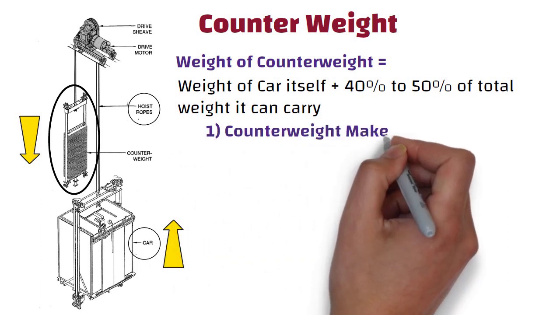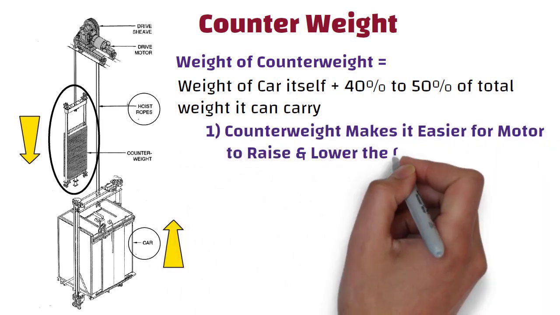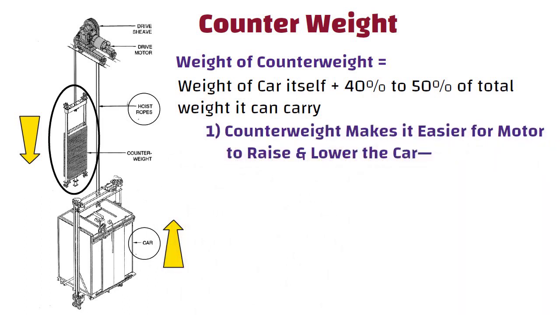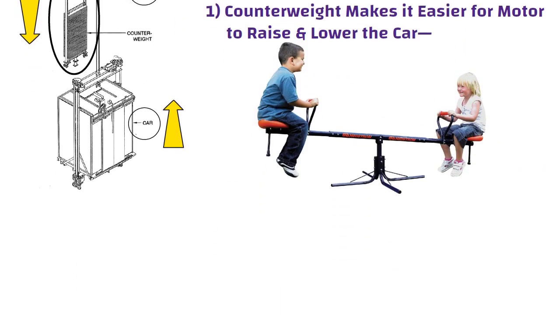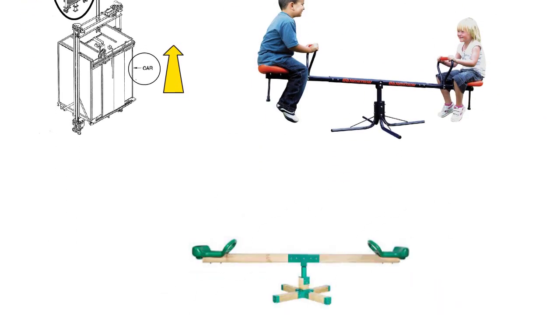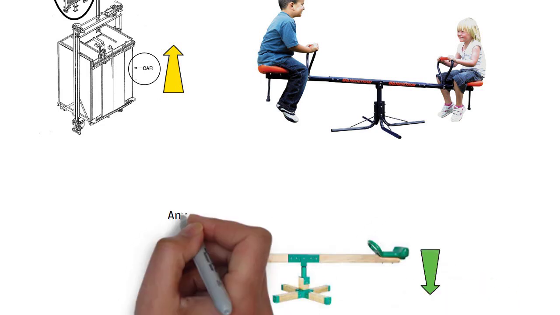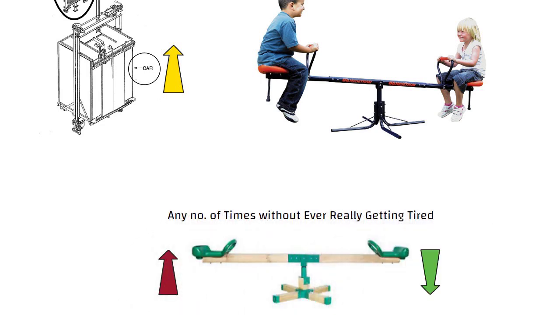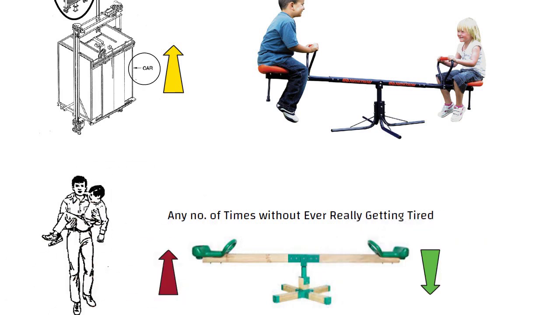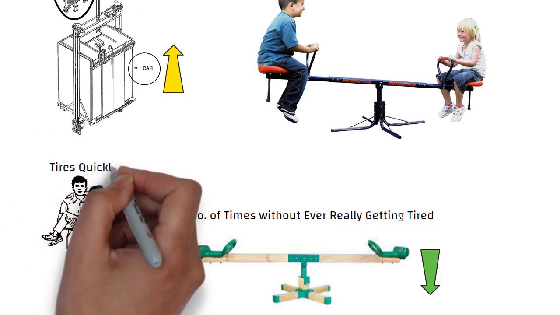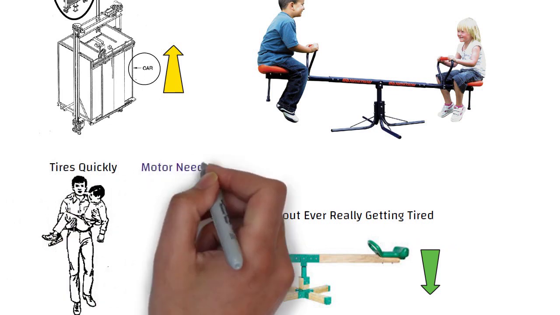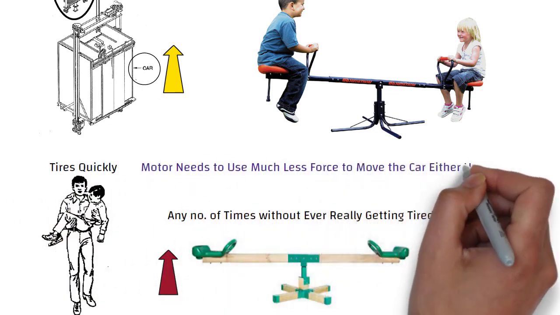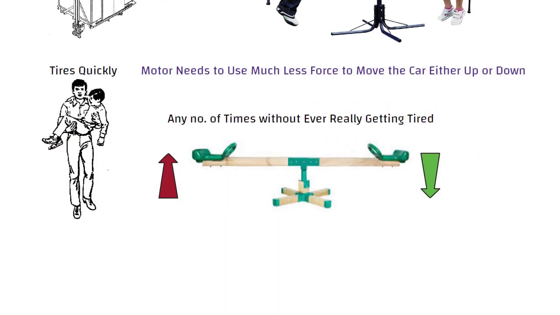One, the counterweight makes it easier for the motor to raise and lower the car. Just as sitting on a seesaw, assuming the seesaw is properly balanced, you can bob up and down any number of times without ever really getting tired. Quite different from lifting someone in your arms, which tires you very quickly. Hence the motor needs to use much less force to move the car either up or down.